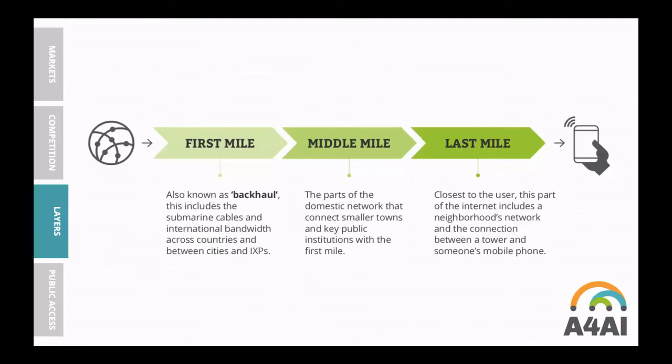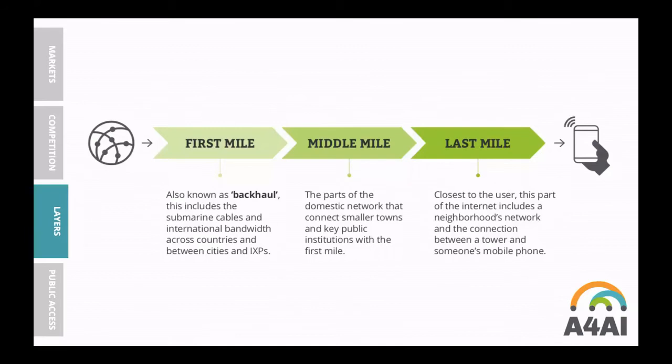But importantly for us, competition doesn't just exist at that retail level of which operator someone is buying their data from. Competition exists in all parts of the network. And for us, we really understand the internet as fitting into 3 parts. You have the first mile, which is also known as backhaul, and those are the submarine cables and the big cables that connect continents and countries. You have the middle mile, which is connected to that first mile, and each of those networks builds around key institutions within a country and connects different towns with each other. And then lastly, you have the last mile of the network, which connects into the middle mile. And that last mile are the networks you see in a neighborhood or the connection between someone's tower and their mobile phone.